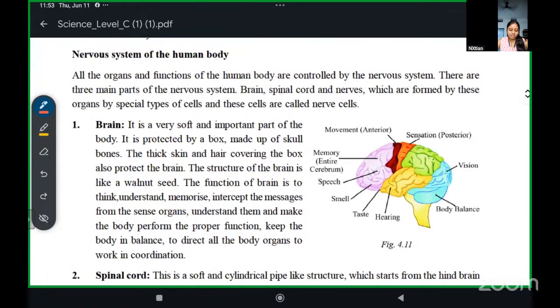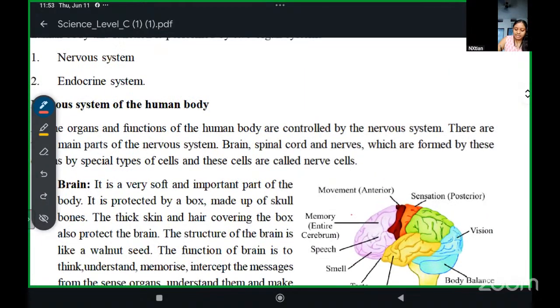All the organs and functions of the human body are controlled by the nervous system. The nervous system comprises three very important parts: the brain, the spinal cord, and the nerves. Have you heard about a condition called brain dead?